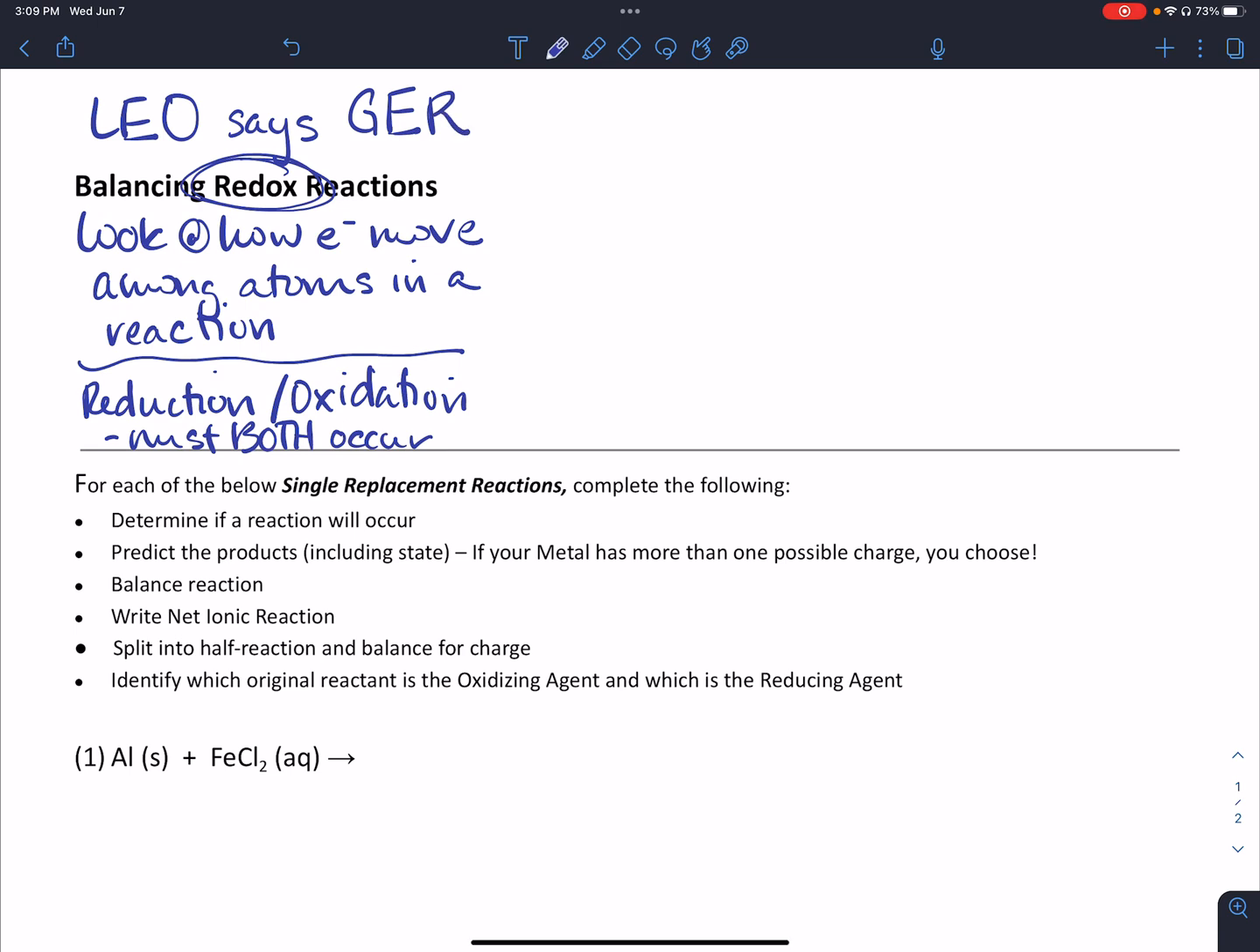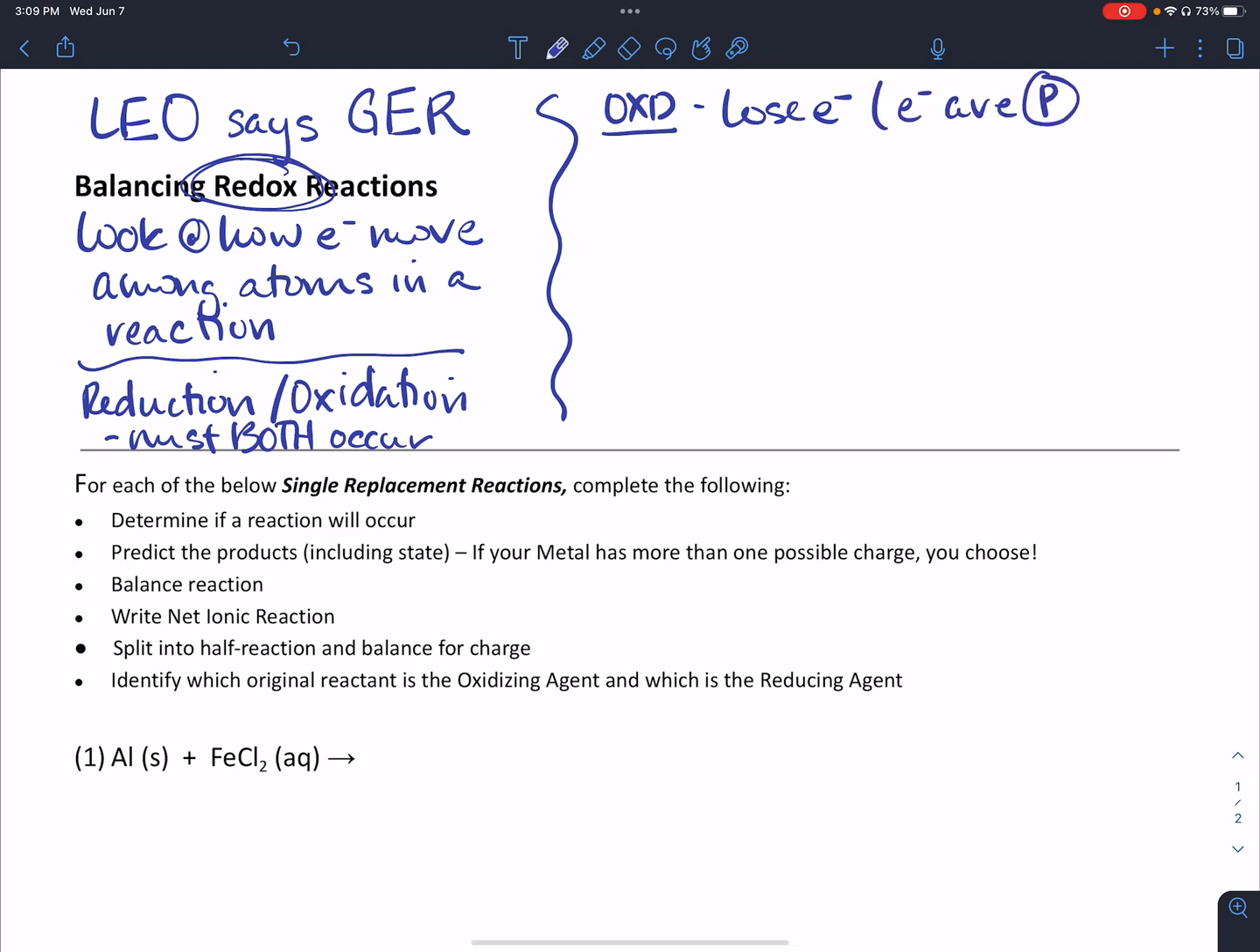Right now, there are others out there. There's OIL RIG, where oxidation is losing or reduction is gaining. I like LEO says GER. That's the one I was taught, and that's the one I tend to use. For the oxidation piece, if you lose electrons, that means the electrons are products in that half reaction. You're undergoing oxidation, so we have an element that is releasing electrons. At the same time, you have a second element undergoing reduction, where it is gaining electrons, and electrons are a reactant in that particular reaction.